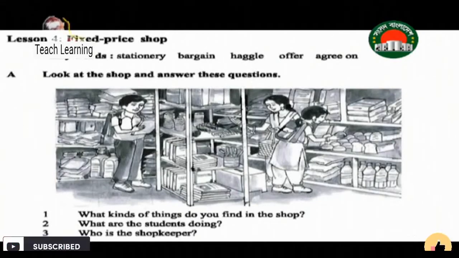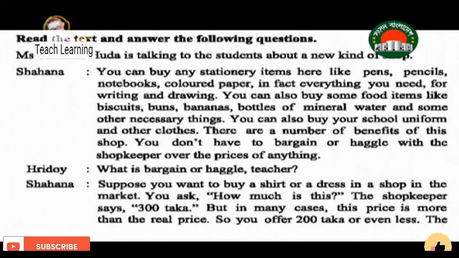Now, let's see a picture from this lesson. The picture indicates a fixed price shop. In this picture, you can see some students, they are buying things. Now, we will go to the lesson. Read the text, answer the following questions.